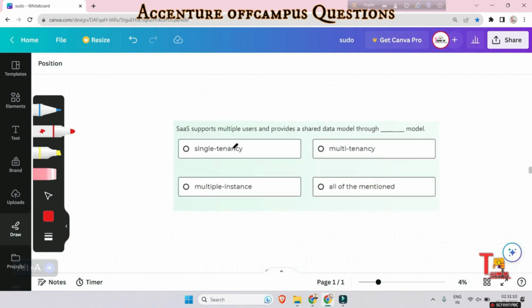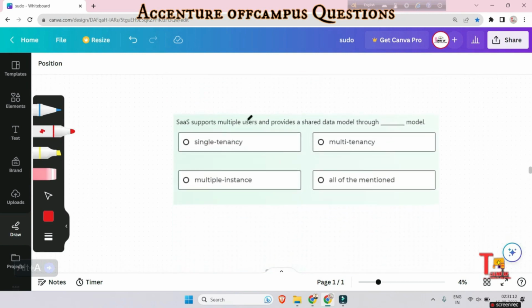So the next question is: SaaS supports multiple users and provides a shared data model through dash model: single tenancy model, multi tenancy model, multiple instance model, or all of the above. Okay, I'm answering. The answer will be actually multi tenancy model, right? Actually, SaaS supports multiple users and provides a shared data model through multi tenancy model, right?